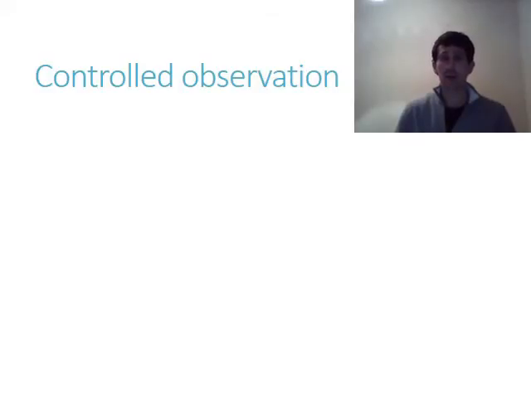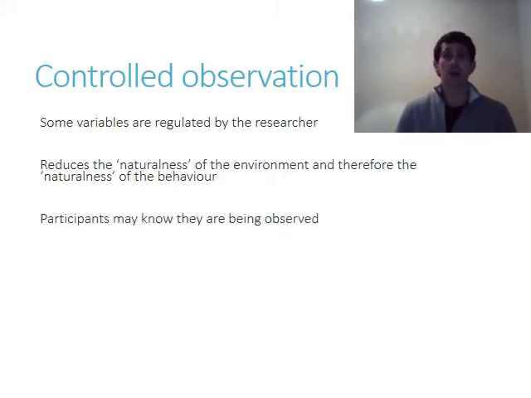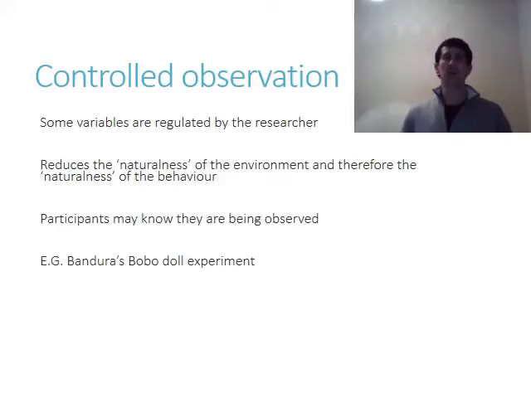Controlled observations, on the other hand, are where we control certain variables within the study. And what that does is it reduces the naturalness of the environment and therefore the naturalness of the participants' behaviour. People aren't going to act like they normally do if we're controlling the observation. And it's usually done within a lab study. So people are going to act slightly differently than they would normally because it's in an artificial environment. And the result of that is that participants often know they are being observed.